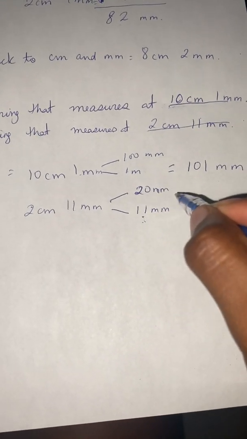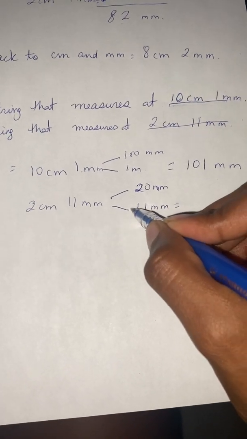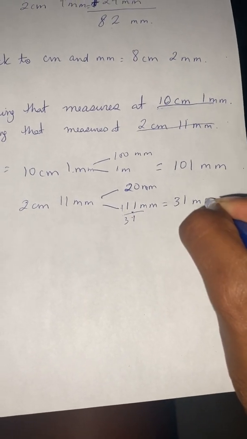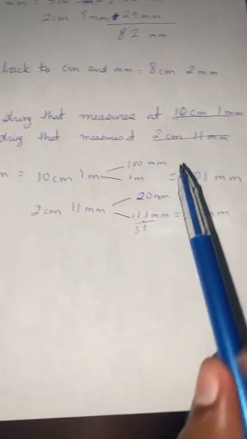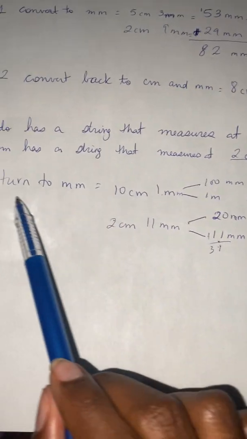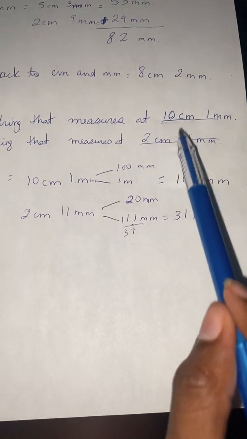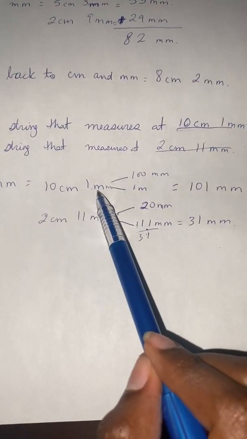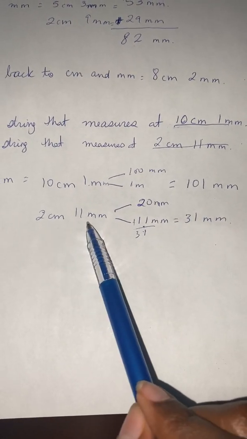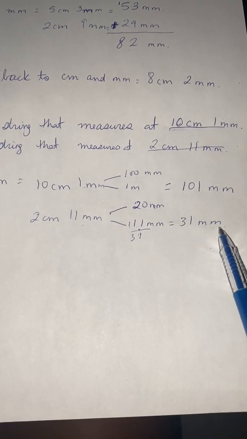So if I go ahead and I add this up, I'm going to get 131 millimeter. So step 1, I convert these two measurements that I have to millimeter. So I just turned them to millimeter. 10 centimeter, 1 millimeter is 101 millimeter. 2 centimeter, 11 millimeter is 31 millimeter.